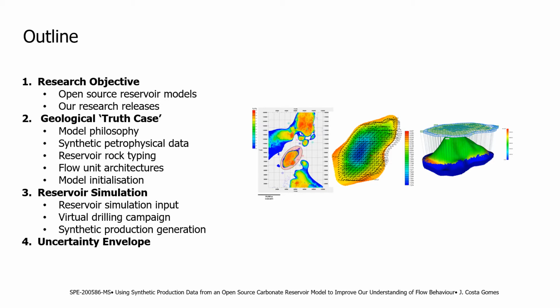Synthetic production data was acquired from our truth case using a virtual drilling campaign which we designed to make it as realistic as possible. And this is for the history matching component of our work, where we want to test the performance of our 72 different geological versions against our undisclosed truth case, and then determine the impact a particular geological uncertainty has on, for instance, flow rates, water cuts, recovery factors, and so forth.